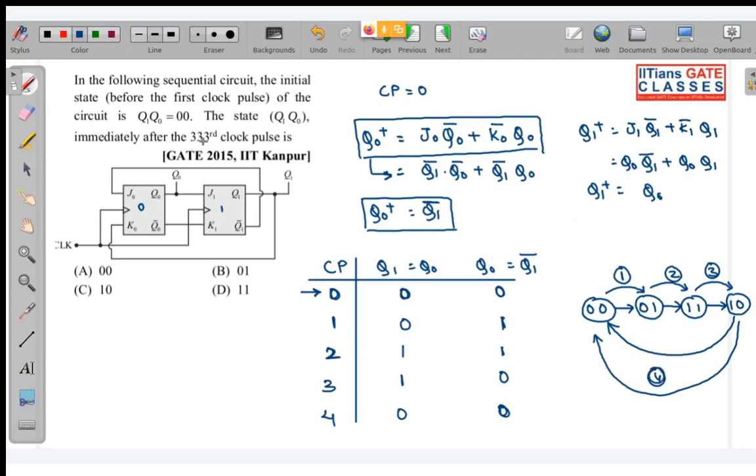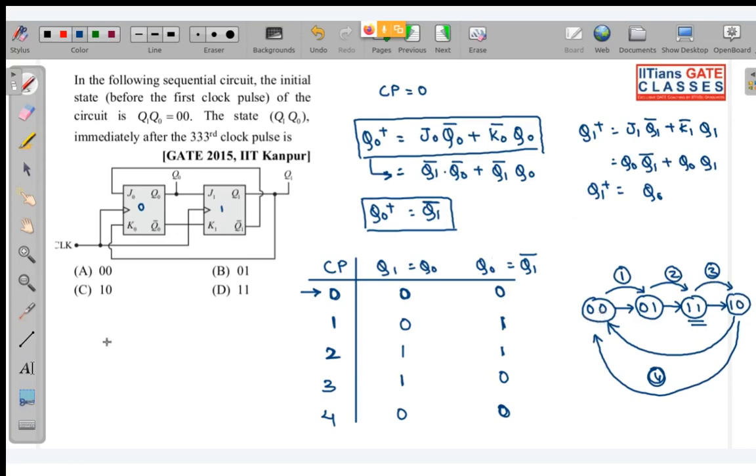So immediately after the 333rd clock pulse, this state was achieved after the end of the first clock pulse, this 1, 1 state was achieved at the end of the second clock pulse, this 1, 0 was achieved at the end of the third clock pulse, and this was achieved at the end of the fourth clock pulse.